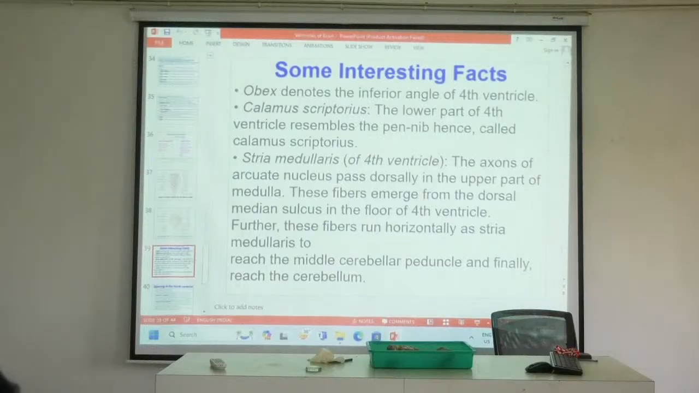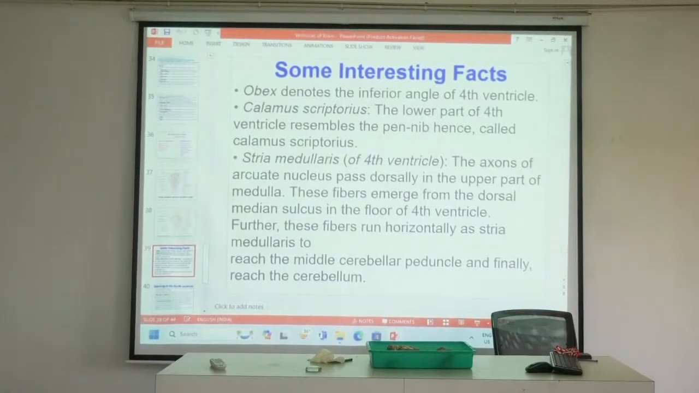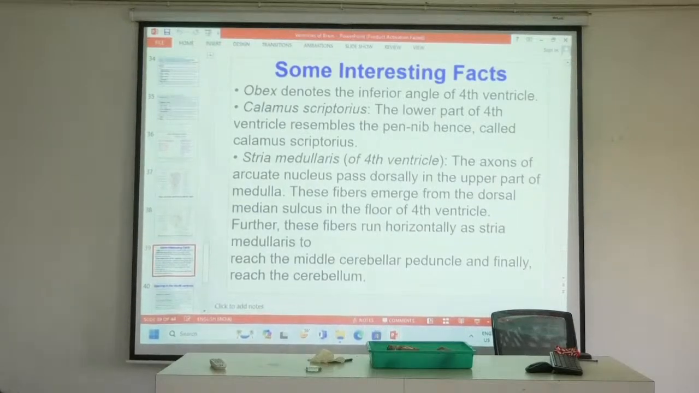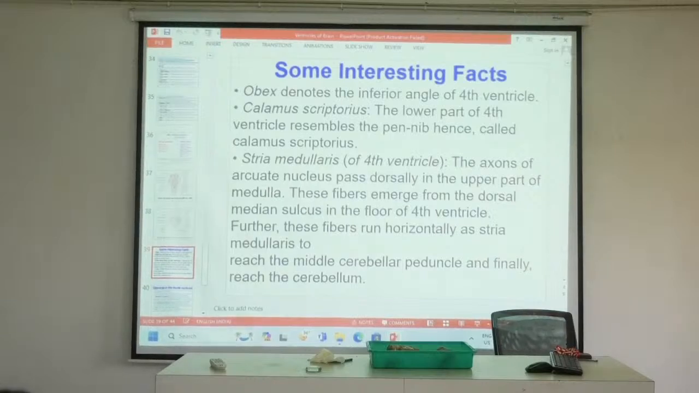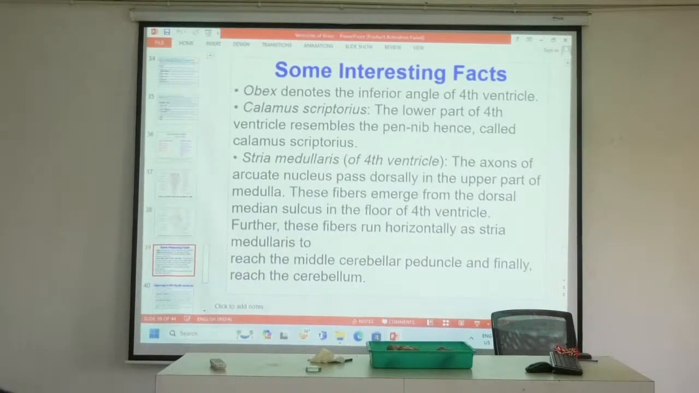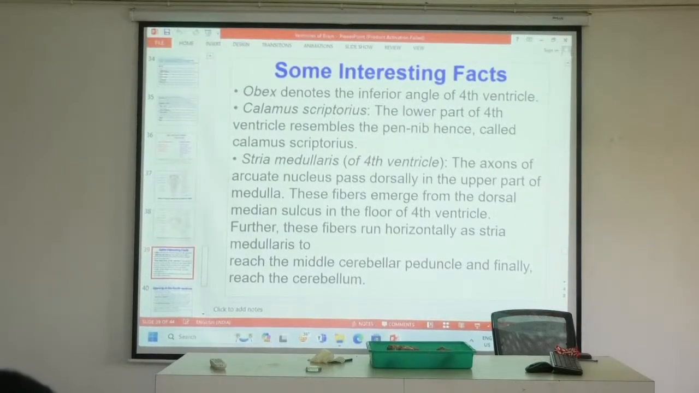So obex denotes the inferior angle of the fourth ventricle. Calamus scriptorius, this is asked in your viva. What are these structures? Calamus scriptorius means nib of a pen. The lower part of the fourth ventricle resembles a pen nib, hence it is called the Calamus scriptorius.